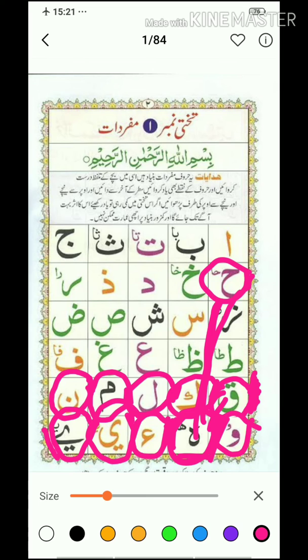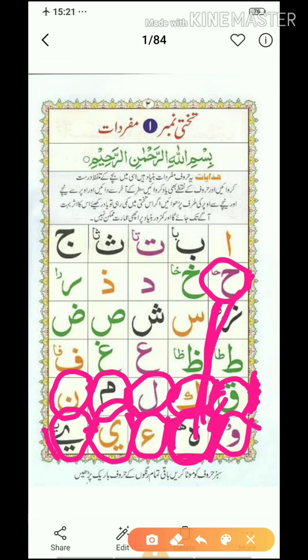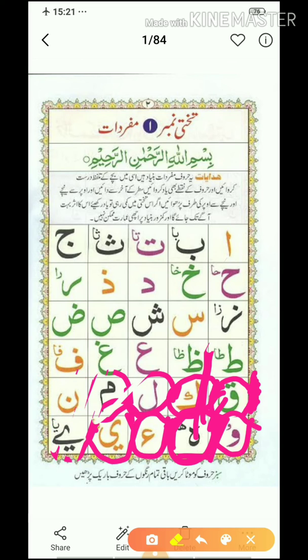Now you must be thinking, what is the reason behind having two letters with the same sound? When we move to the next lecture, I will tell you the difference between these two letters. For now, you should know that these two letters make the same sound, which is Ya.